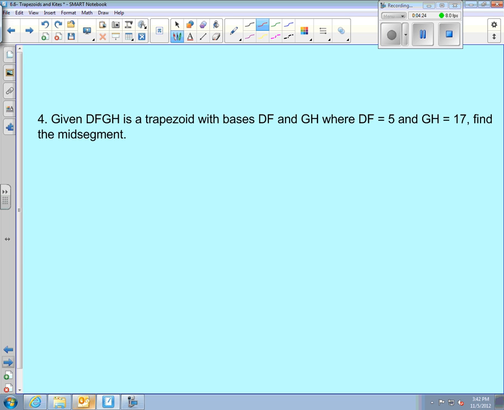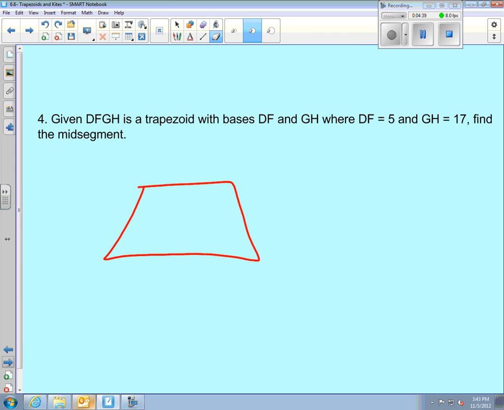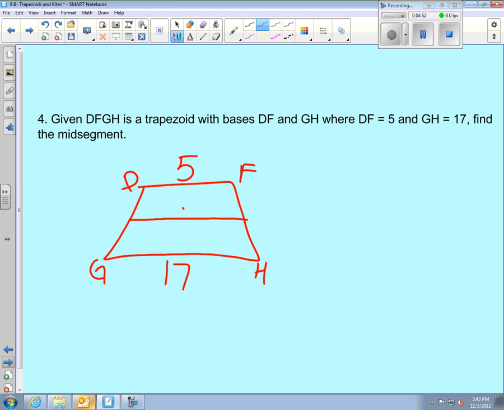Okay, looking at number 4. Given DFGH is a trapezoid with bases DF and GH. All right, so let's just draw what we have so far. We have a base DF and GH. All right, so let's pick up where DF is 5 and GH is 17. Find the mid-segment. So we want to find this.